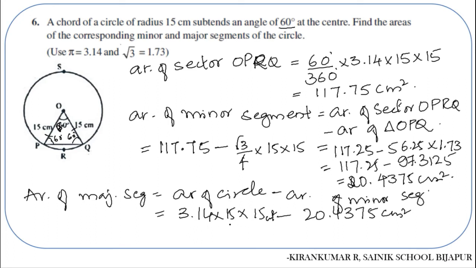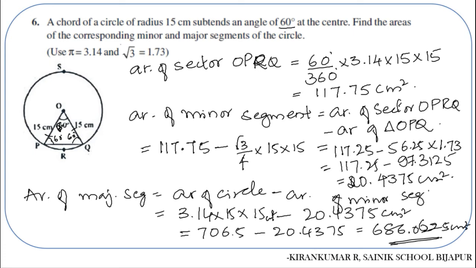When we simplify this, it is 225 multiplied to 3.14. We get 706.5 minus 20.4375. We get 686.0625 centimeters square. Hence we have found the corresponding minor and major segments.